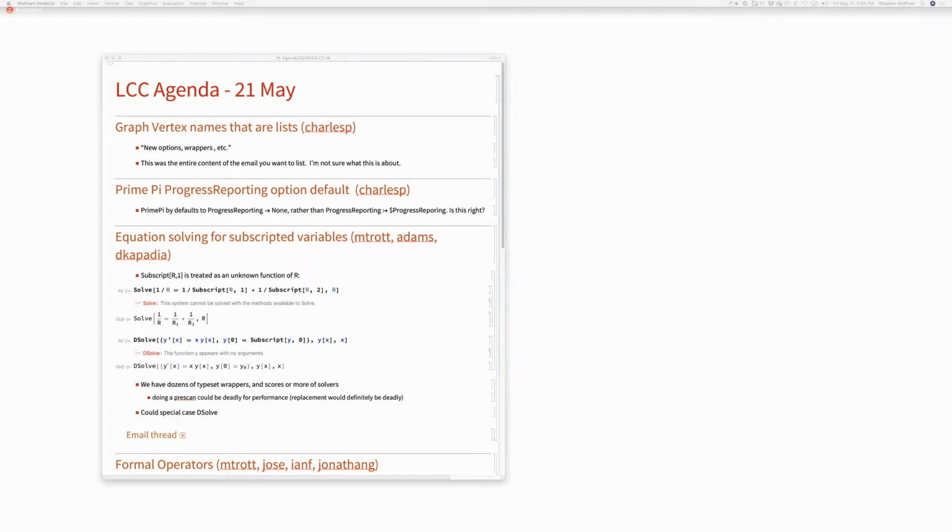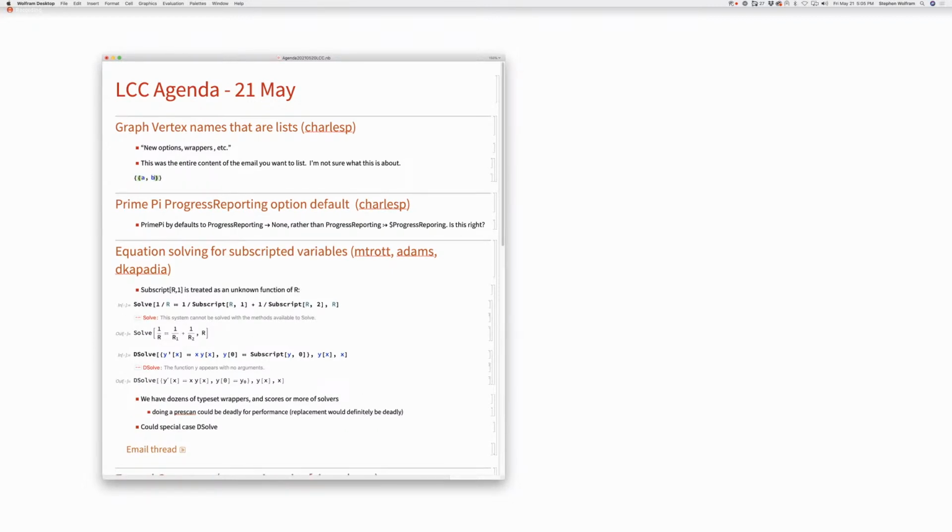Okay, graph vertex names that are lists. Charles is presumably here, right? Yes, I'm here. Okay, so can you tell us what the problem is? Well, Stephen, you sent an email to LCC, and that first bullet point is the entire content of the email. Okay, but Charles knows what the issue is, right, Charles? Yes, I know what the issue is.